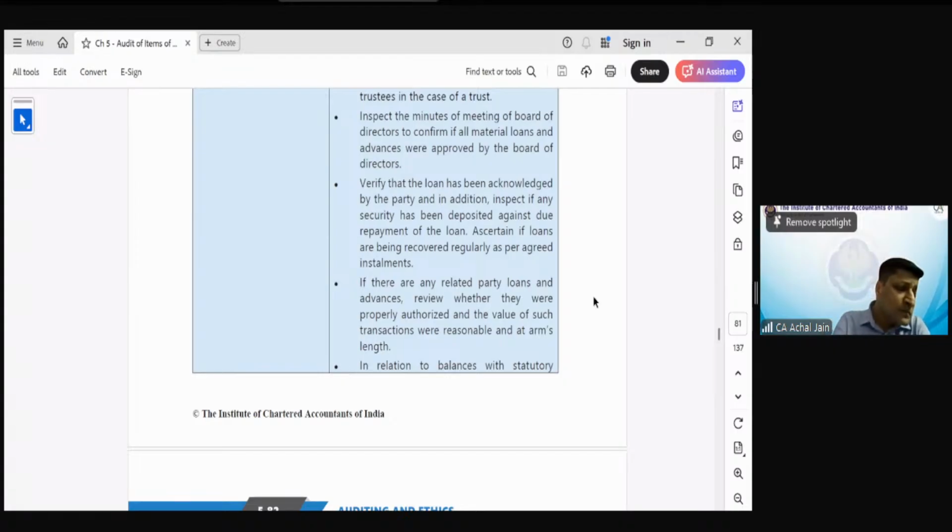Next, in relation to related party loans and advances, review whether these are properly authorized or not. And of course, in this case, an aspect of arm's length becomes very important.